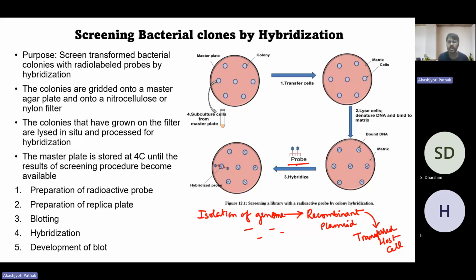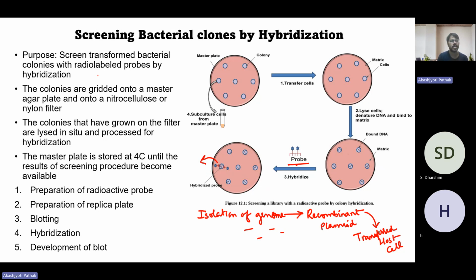Is it clear? So for example, in this figure it has been shown that this particular colony has your gene of interest. Your probe will have a sequence which is complementary to your gene of interest, so it will bind to this gene of interest and give fluorescence, or a particular radioactive signal. Now you can isolate this colony, subculture it and grow it further. So you will have a homogeneous colony having your particular gene of interest. All the colonies having this particular gene can be grown.